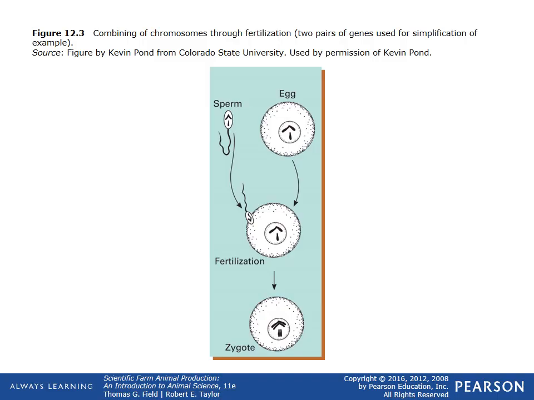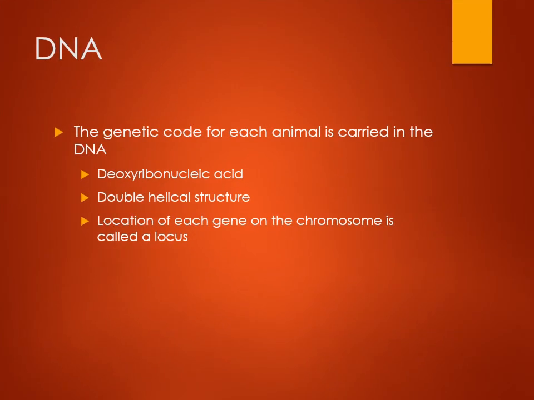Here's an example diagram. Sperm and egg fertilization occurs, and then we have that developing zygote. Note that each sperm and egg has half a copy of the genetic code, and when they unite, we again have a full complement of DNA, genetic material. The DNA, again, remember that genetic code, deoxyribonucleic acid.